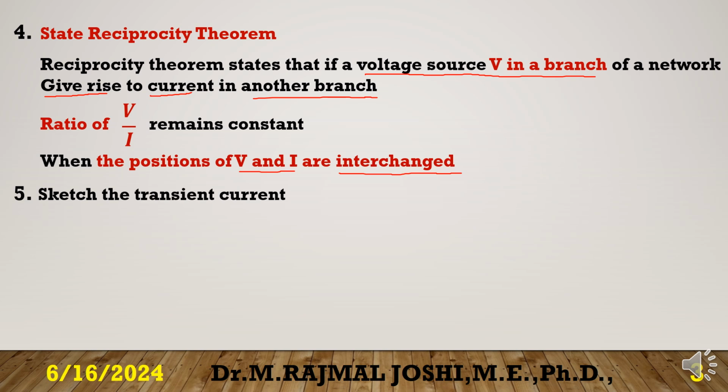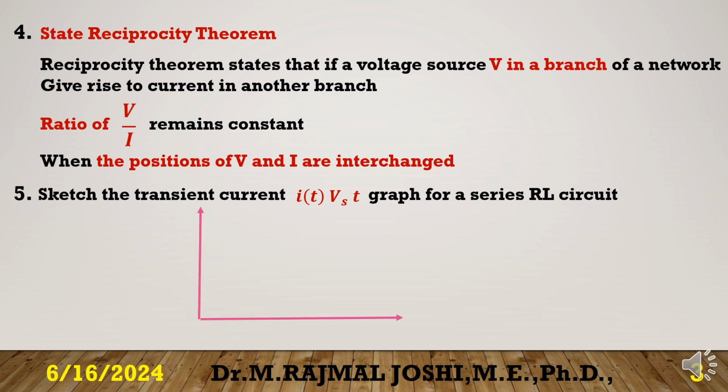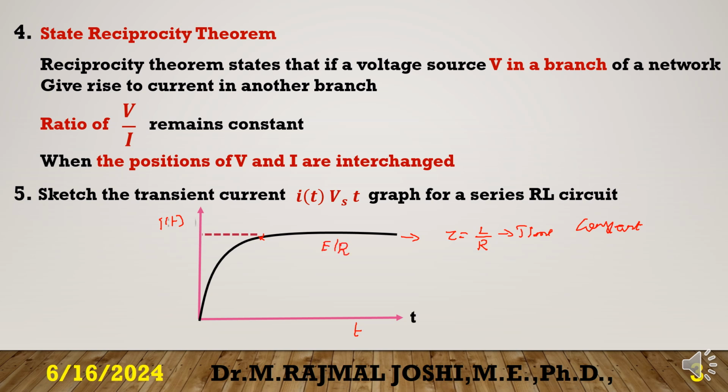Sketch the transient current versus time for a series RL circuit. Whenever we need to construct a graph, we take the x-axis and y-axis. Along the x-axis we take time and along the y-axis I of t. Since it is an RL series circuit, the time constant is given by tau equal to L by R. With it we get an exponential curve. Up to a particular period of time it keeps on increasing. After saturation it remains constant at the value E by R.